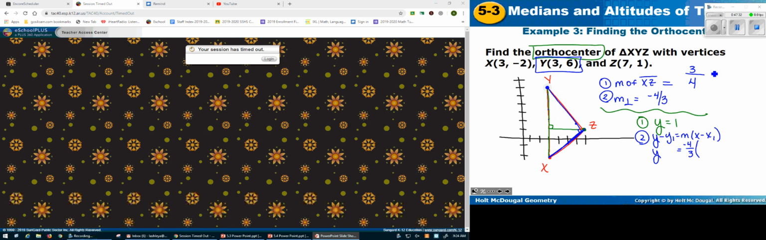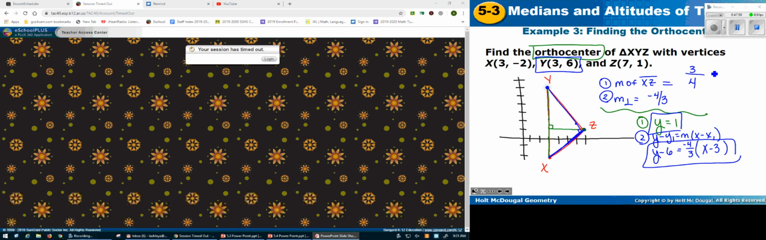Okay, so I'm going to have y what? Y minus, use your coordinates for y. What is the value for y1? 6, so y minus 6 equals negative 4/3, and then what are we going to have in parentheses? X minus 3. So now we have this system of equations, this equation and this green equation, and we want to solve that system of equations so that we can find the point where they intersected.